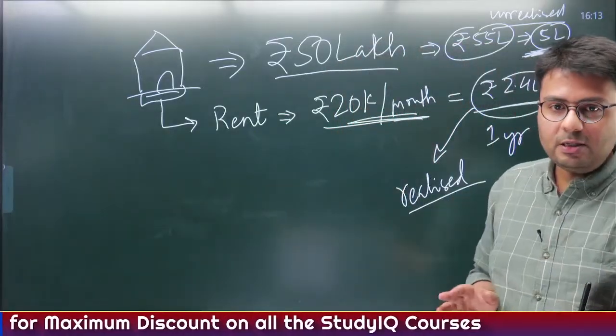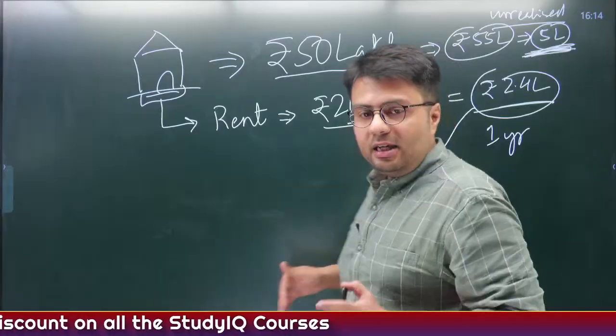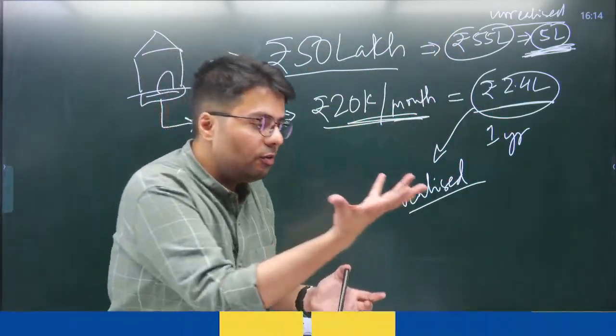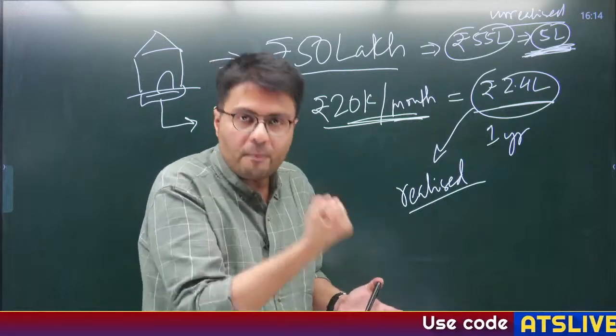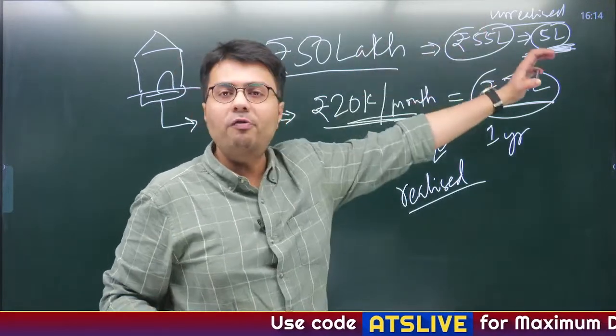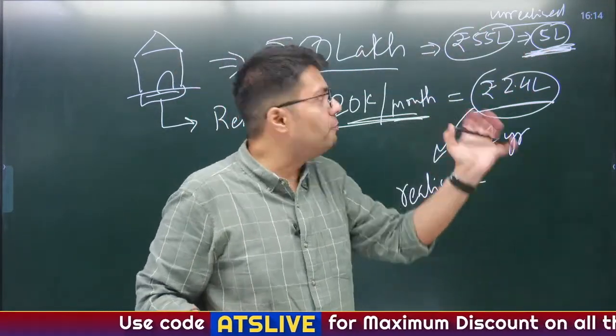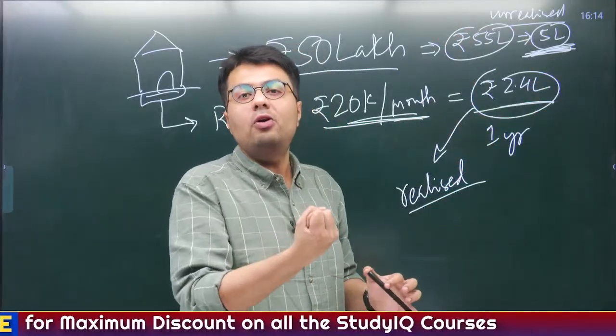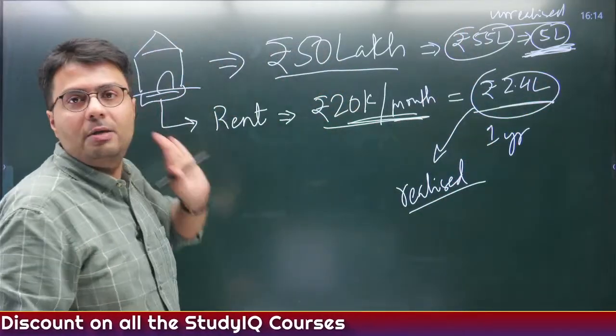Understood now? So this is the difference between unrealized profit and realized profit. Realized profit is the profit that you have in your hand, in your bank account. Unrealized profit is also known as notional profit, which means it exists on paper, but in reality you do not have that money in your account because you have not sold the house in the market.